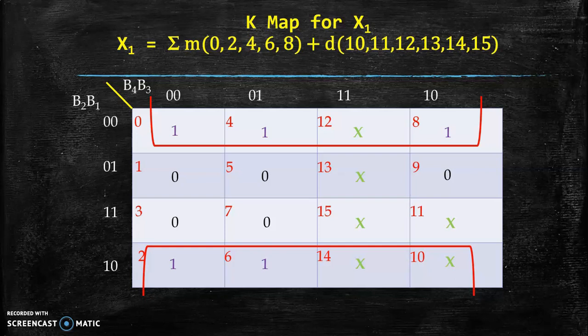And if we write the product term for the octet, we can easily write that it is B1 bar. When an octet is possible, we can eliminate 3 input variables. So X1 is equal to B1 bar. So the reduced Boolean function for X1 is available. Similar way, we have to prepare reduced Boolean functions for X2, X3 and X4.